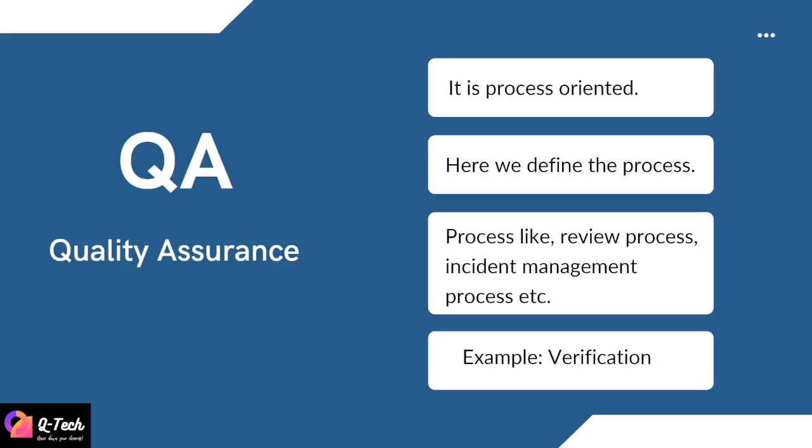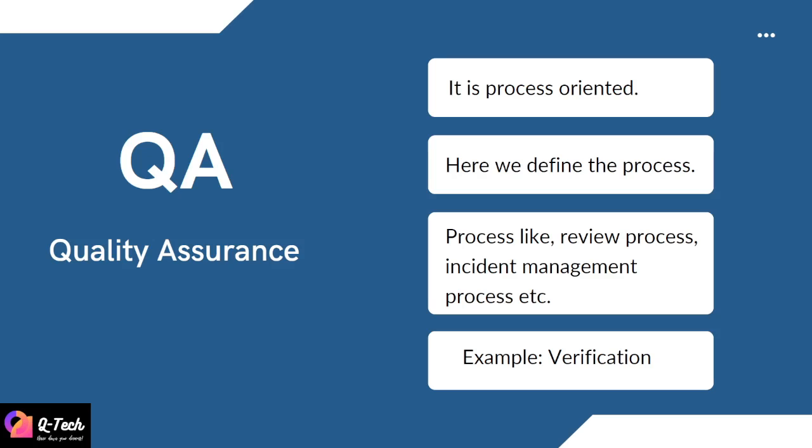For example, for QA, it's verification, which means we verify the review or process in this QA. QA means quality assurance, so we verify any process in software testing.